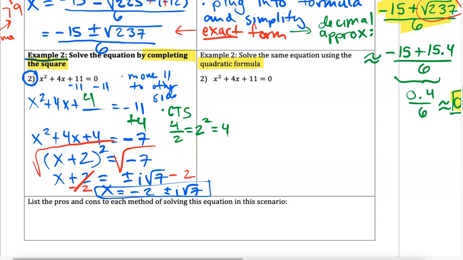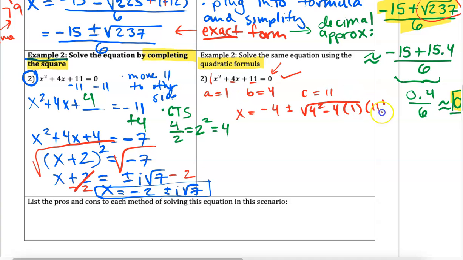Now using the quadratic formula, instead we make sure there's a 0 on one side, so check. We identify a, b, and c. So a is 1, b is 4, and c is 11. And then we plug them into the formula. So this would be -4 plus or minus the square root of b squared minus 4 times a times c, all over 2a. So here I have my quadratic formula. It's just a matter of simplifying from here.